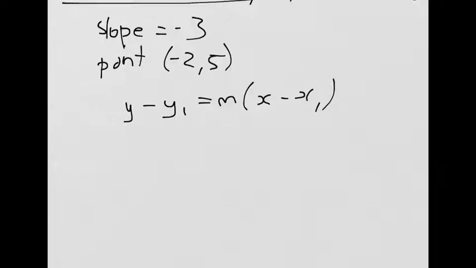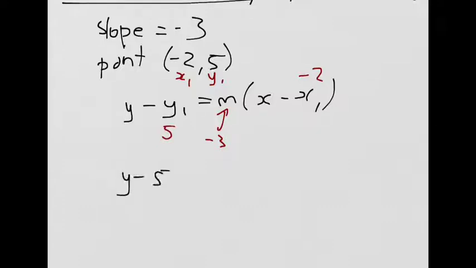And like you guys said, we're going to take the slope and put it in for m. So that would be -3 right there. And the point goes in for x1 and y1. So this would be x1, this will be y1. So this becomes -2, this becomes 5. Let's see what that looks like.